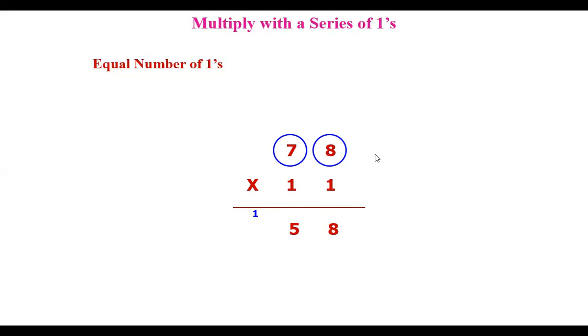Next, remove the right side number and take the one number only that is left. So take 7. Already we have 1 here. So 7 plus 1, 8. So your answer is 78 multiplied with 11 gives you 858. So it's a matter of a few seconds, you can do this.